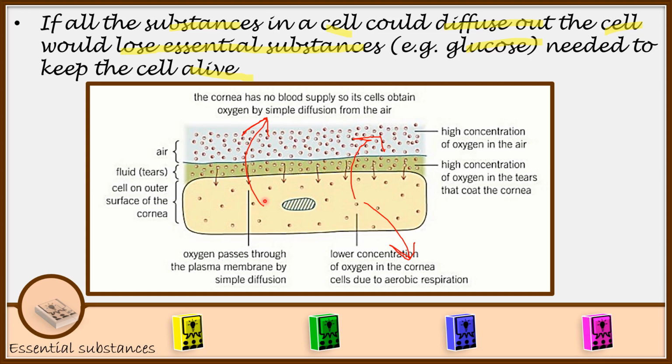So it means that there has to be control of the substances diffusing out and those diffusing in. There has to be control. Control substances diffusing in to prevent poisonous substances entering the cell, and control substances going out so that the cell does not lose essential substances like glucose, which are needed to keep the cell alive.